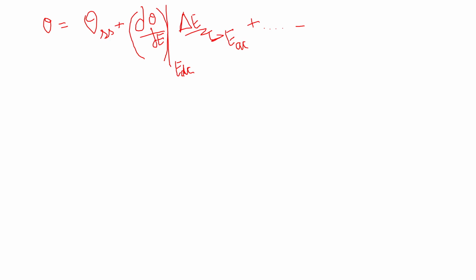But obviously I told you, when you're squaring it or in the cube, it will become smaller and smaller. I'll truncate with this. So this I can write as theta SS plus theta dash, which is dou theta by dou E into EAC. Is this clear? Is this clear, everyone? Yes. Okay. So this is another equation which you should know.